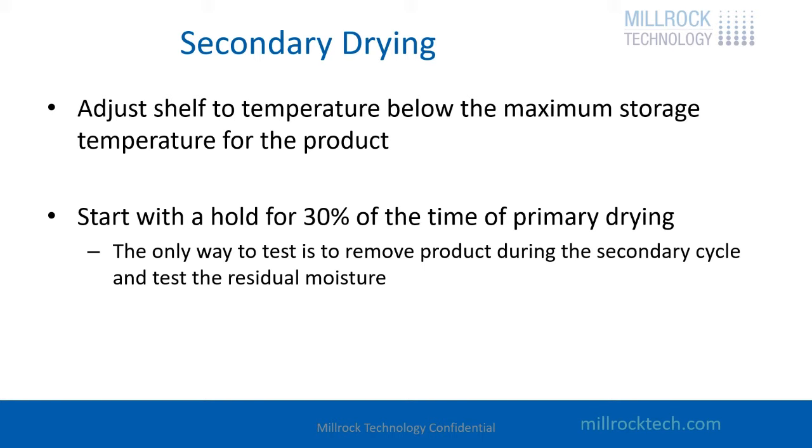Now be careful, because a lot of people remove their product after secondary drying and they don't put it into a sealed system. And unfortunately, what happens is any moisture in the air will start to be reabsorbed into the product, and it can make it look like the product wasn't dried properly. So it's very critical at the end of your cycle, if you're in a tray or something like that, that you do seal that in an inert atmosphere and keep it from reabsorbing moisture.